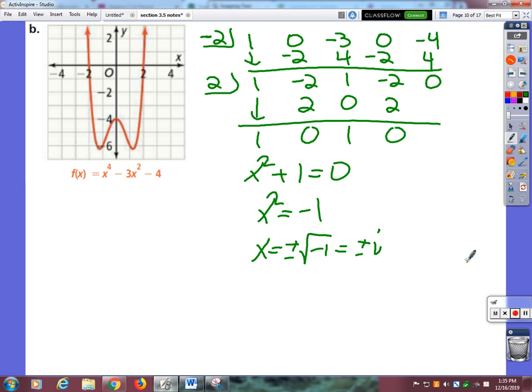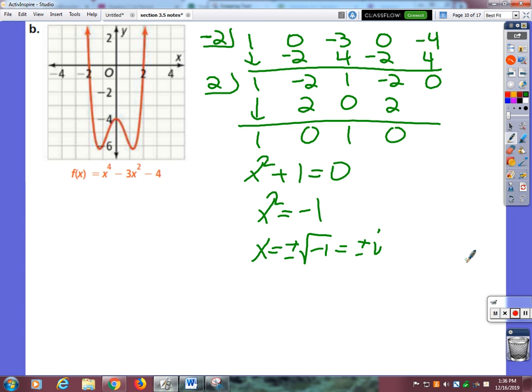So, hang on, just almost there. So my 4 answers for this are -2, because it crossed at -2, 2, because it crossed at 2, and then when I took what was left and I solved it, I also got plus or minus i, okay? And I could have done these in either order, and it still would have worked out the same, okay?